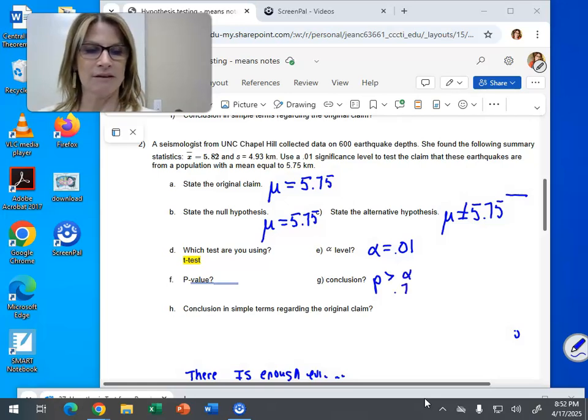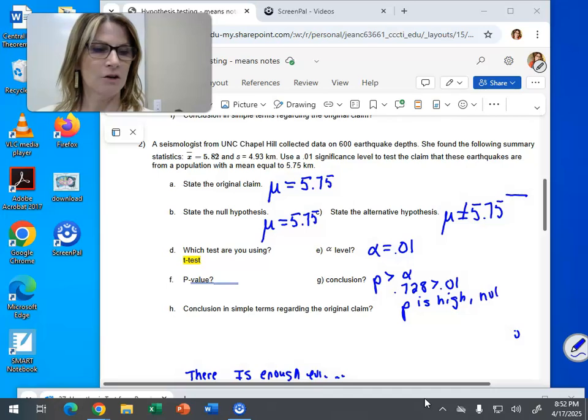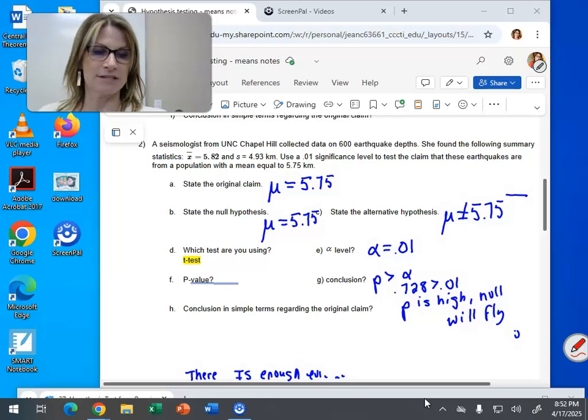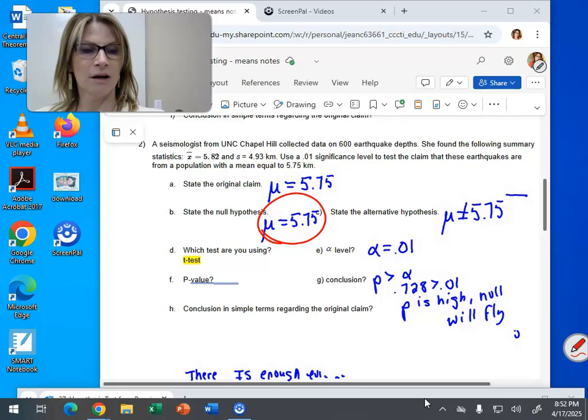So 0.728 is larger than 0.01. So P is high, null will fly. Okay, the real way you say that is you fail to reject the null hypothesis. But we're going to say null will fly. Circle your null, mark out your alternative, and check to see if they match.